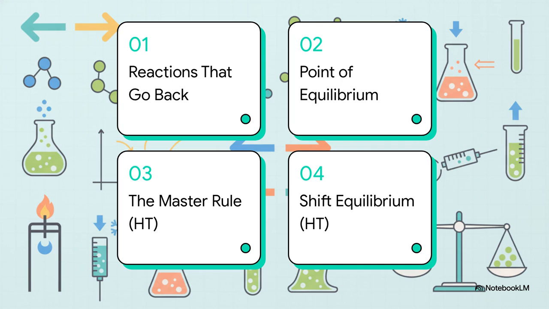All right, here's our game plan. First, we'll nail down exactly what these backward reactions are. Then we'll look at the balancing act they perform, which is called equilibrium. And for all of you on the higher tier paper, we'll dive into the master rule, Le Chatelier's principle, and how you can use it to basically control these reactions.